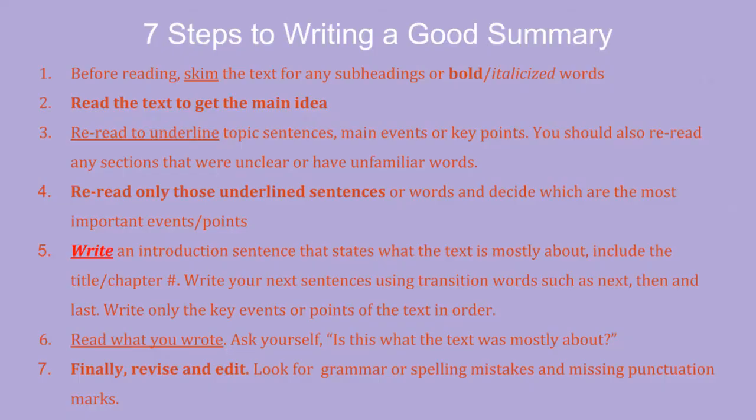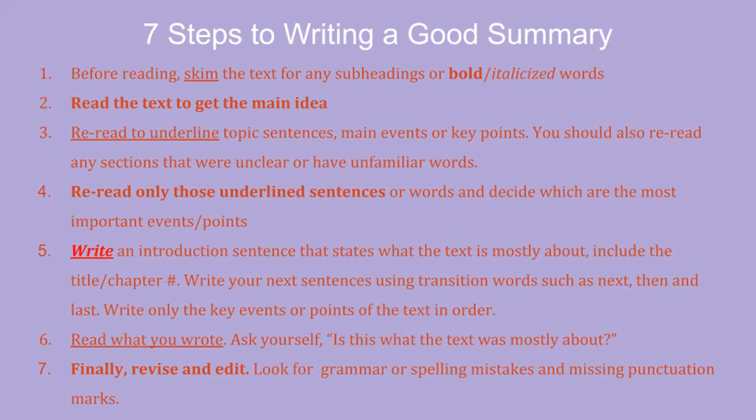There are 7 steps to writing a good summary. Let's review these 7 steps. First step, before you even start to read, is to skim the text for any subheadings or bold or italicized words. Step 2, read the text to get the main idea. Read it for enjoyment. Ask yourself, what is the main idea of the text?